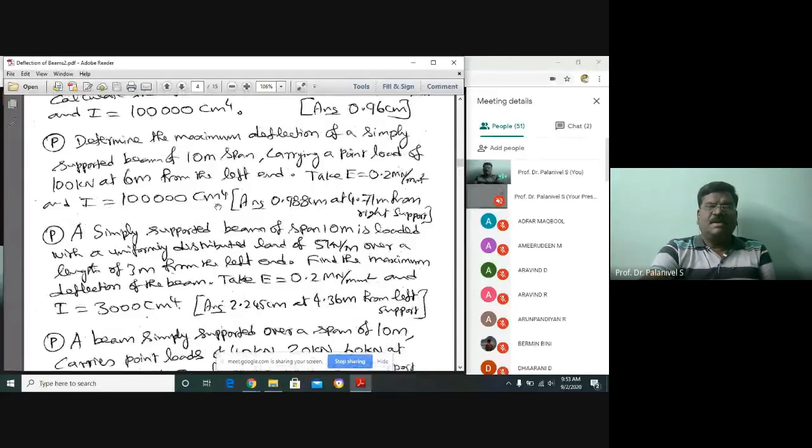Next step, determine the maximum. At least I advise you to take some paper or something and note down, because I want to start the next method, the moment area method. That's why I am rushing. Okay. I don't want to spend more time.